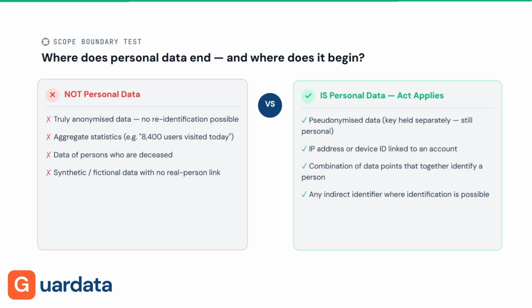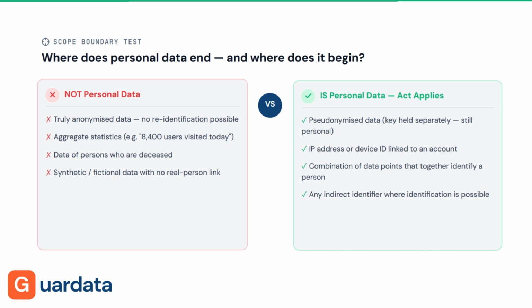But here is where businesses get it wrong. Pseudonymized data is still personal data. If you removed names from records but still hold the key that links them back to individuals, those records are personal data. Removing the name does not remove the obligation.